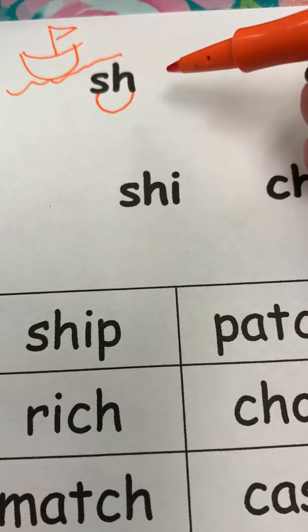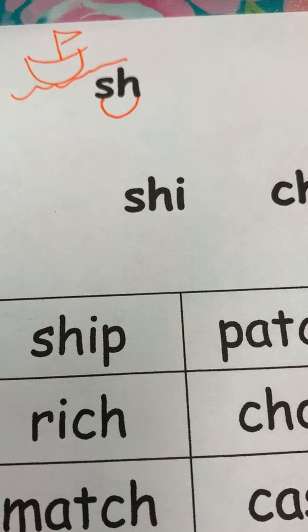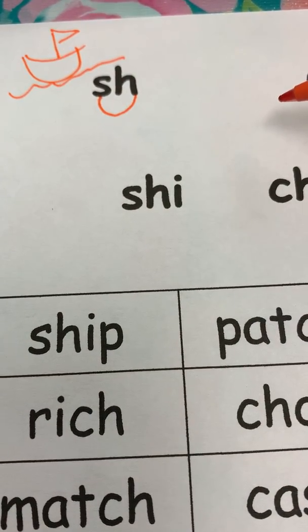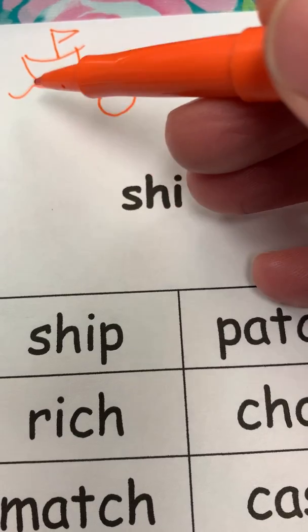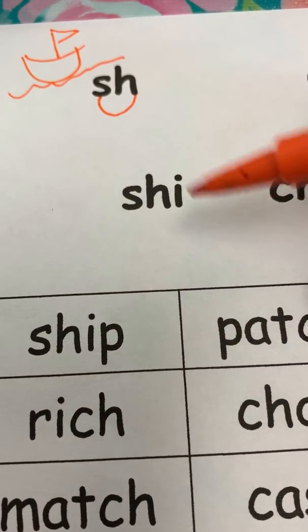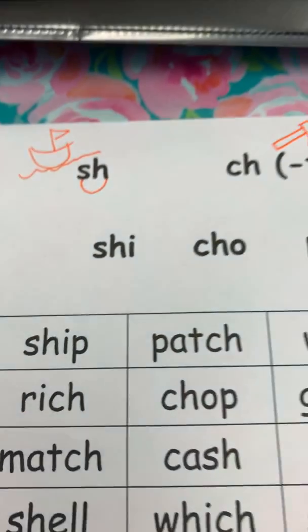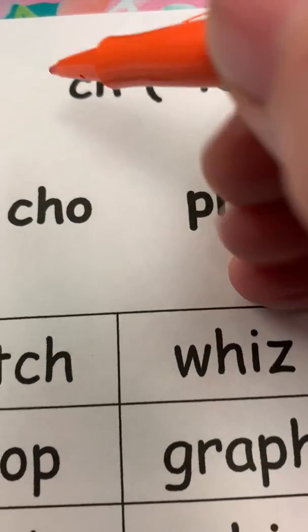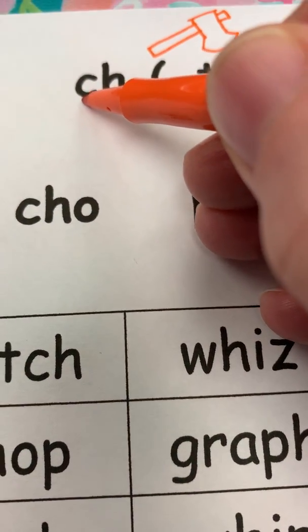Shh. It can keep going and going and going. And I drew a little picture of a ship right there, okay? SH says shh. Our next digraph is CH, okay?